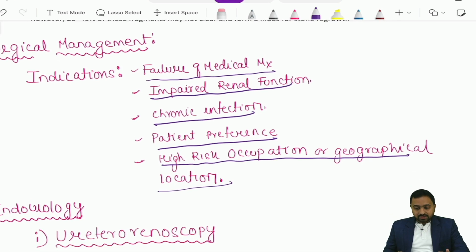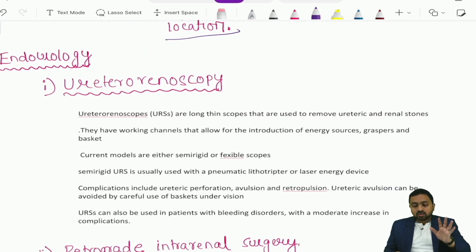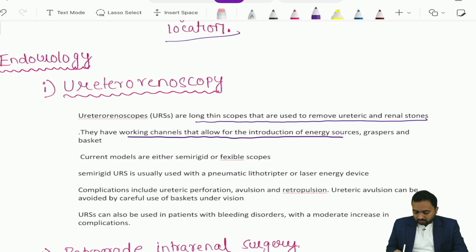So you have your various endourological procedures. First we have your ureterorenoscopy. So what is your ureterorenoscope? These are long thin scopes that are used to remove your ureteric and renal stones. They have working channels that allow for the introduction of your energy sources, graspers and baskets.